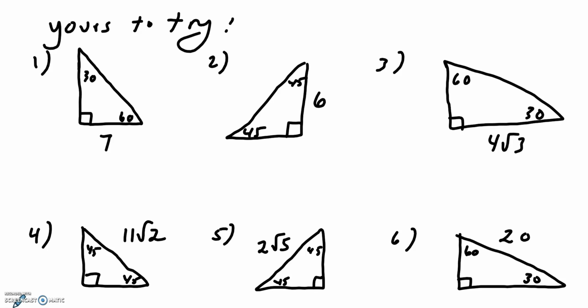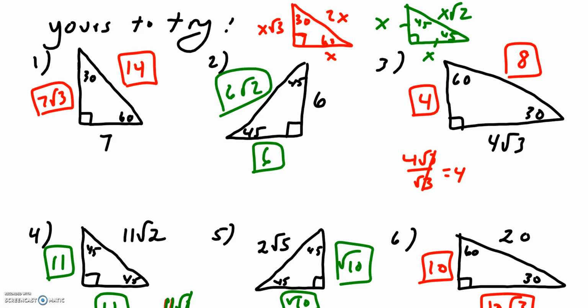So if you have attempted them, here were my answers that I got for the first couple. My answer for number 1: because I was given the shortest side, I multiplied the shortest side by root 3 to get the longer leg, and then the shorter side by 2 to get 14. If you got that, great job.